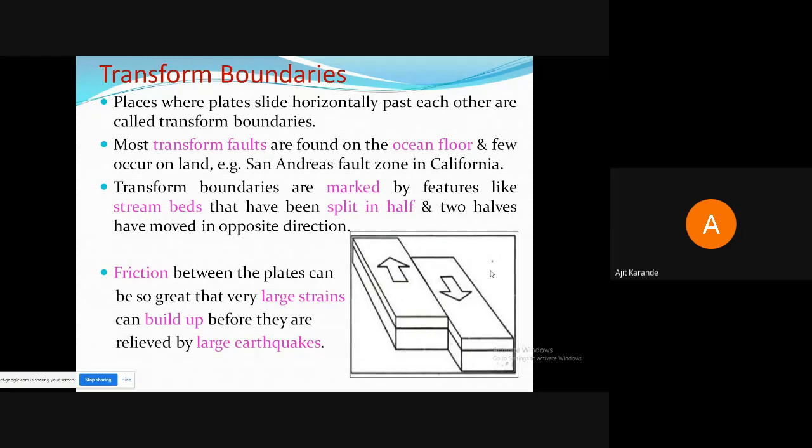The movement of the earth surface takes place. So due to this movement, an earthquake occurs. So this is all about the transform boundaries. Then let's move to the next point, that is seismic waves.